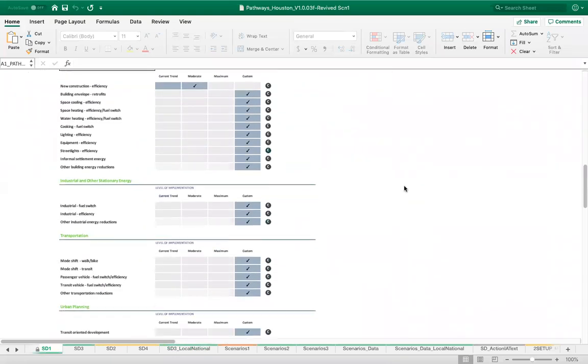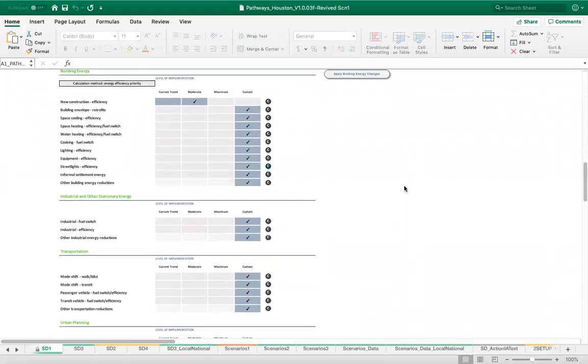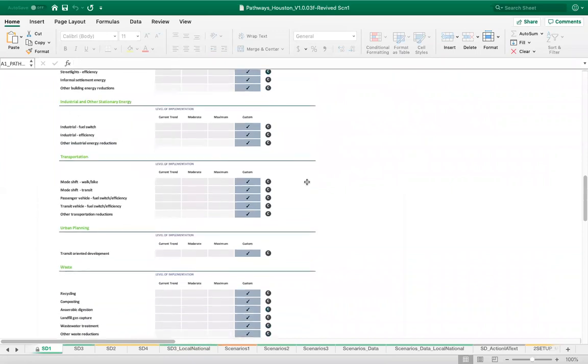So custom options for, was there a particular transportation one that you wanted to look at?